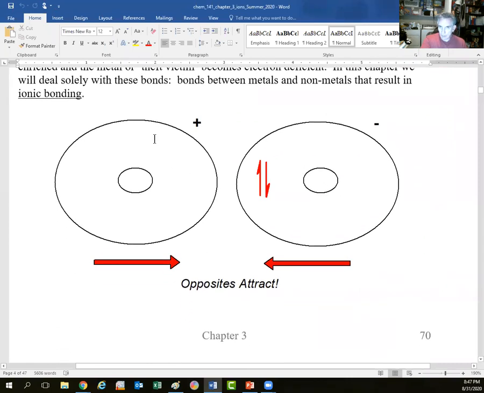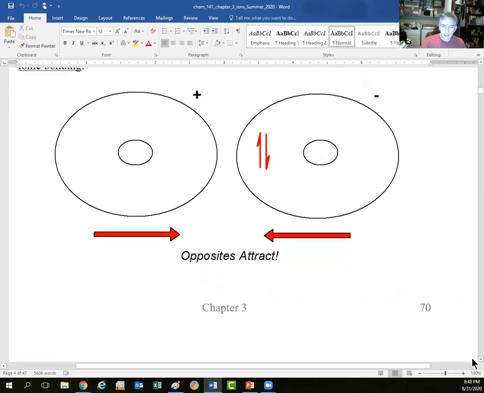The metal, if we assume the element on the left here is the metal, losing electrons and becoming positively charged because it now has more protons than electrons. Not because it gained protons, but because it lost electrons. And the non-metal, taking those electrons from the metal, now has more electrons than protons and is negatively charged. And it's those electrostatic attractions, positive to negative, which hold these ions together in ionic bonding.